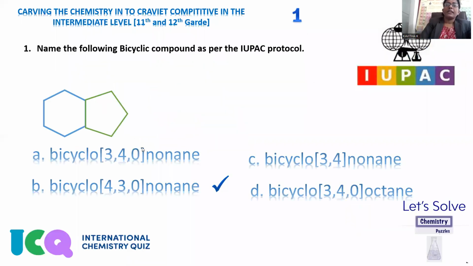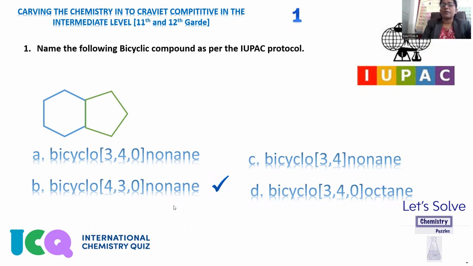Question number one: name the following bicyclic compound as per IUPAC protocol. IUPAC stands for International Union for Pure and Applied Chemistry. The compound given is a bicyclic one, and we have to assign its name as per IUPAC protocol. Four options are provided. Among all, the right answer will be bicyclo 4,3,0 nonane. This will be the correct answer.